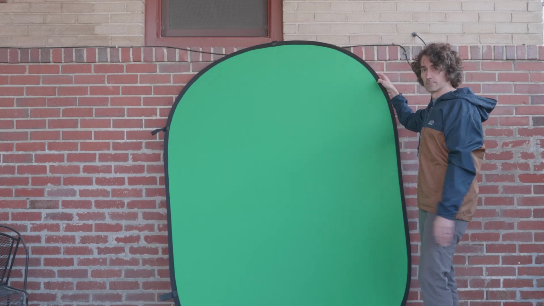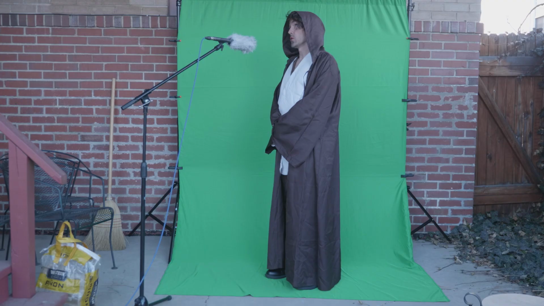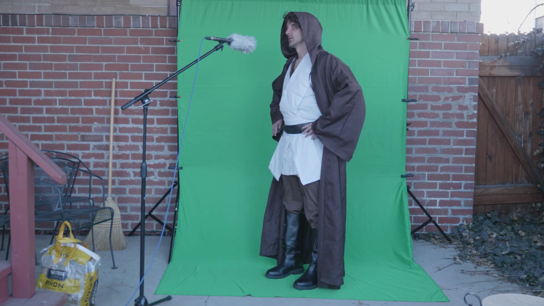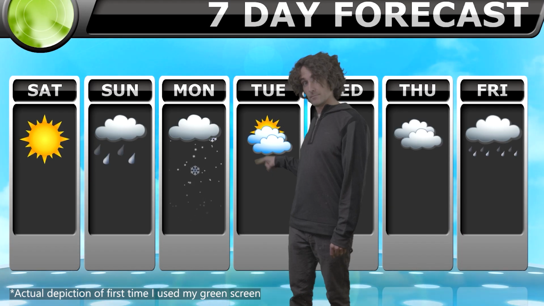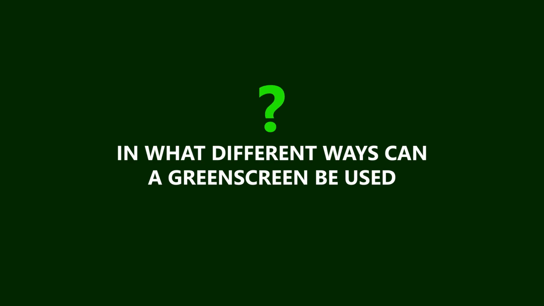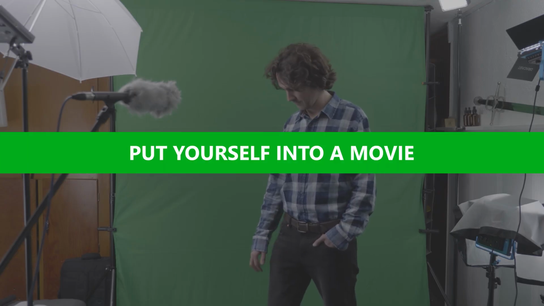That was a lot of information, so while we're soaking that in, let's move on to something a little bit more fun, and that is actually using the green screen. How many of you, when you first used your green screen, keyed yourself out, maybe made yourself look like a weather person, went to the beach, and then kind of just stood there wondering what else you could actually do with it? So the next question I'm going to answer is, in what different ways can a green screen be used? And these are just going to be some fun things you can do to spark your creativity. First, put yourself in your favorite movie.